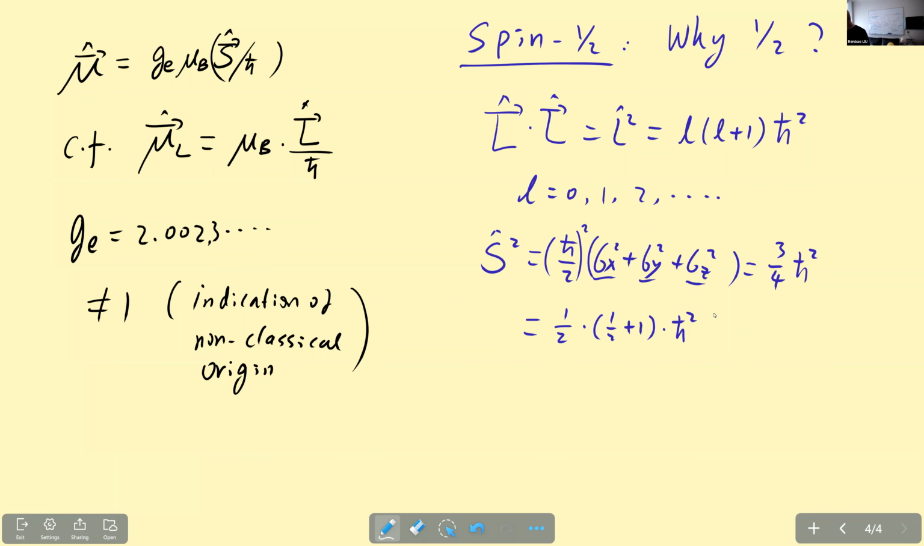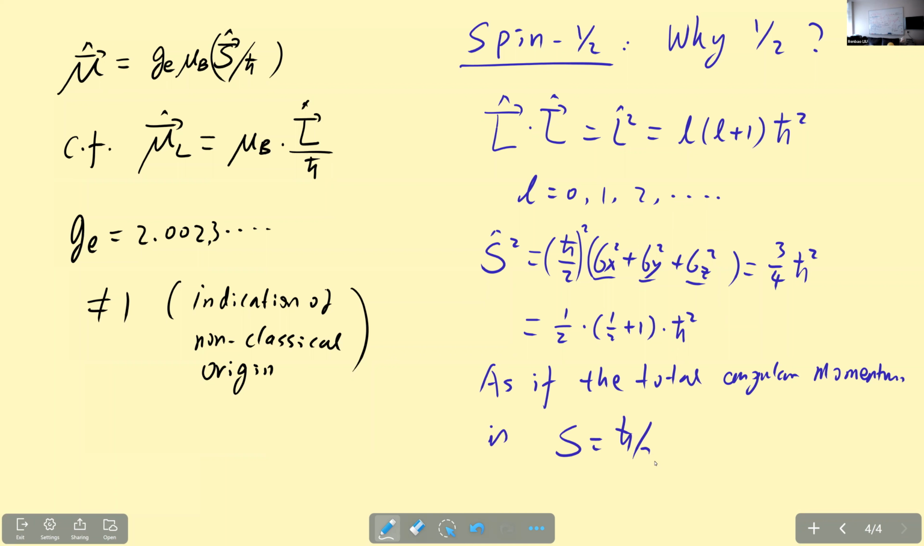So that's why. As if the total angular momentum is S equals h bar over 2. This is a half quantum, a half quantum of action.